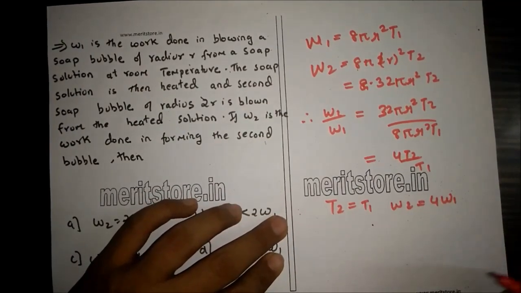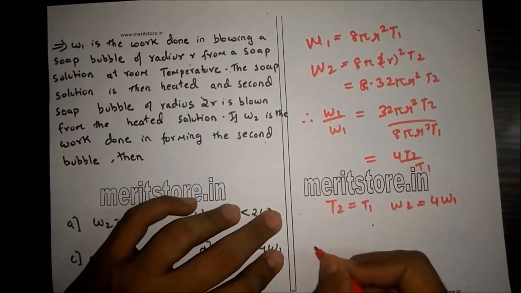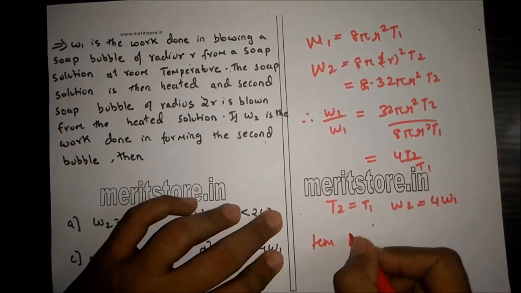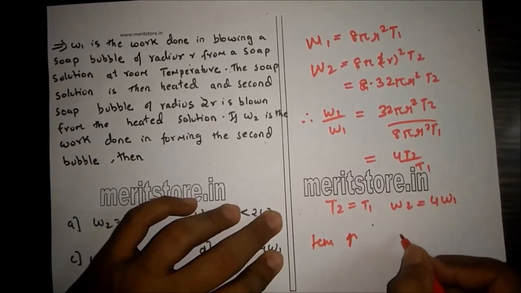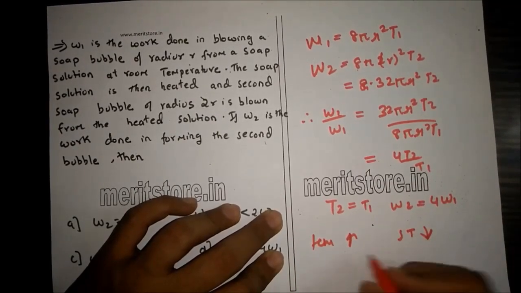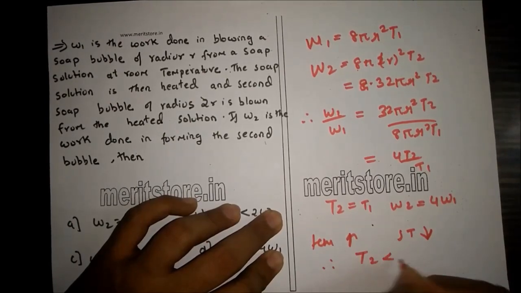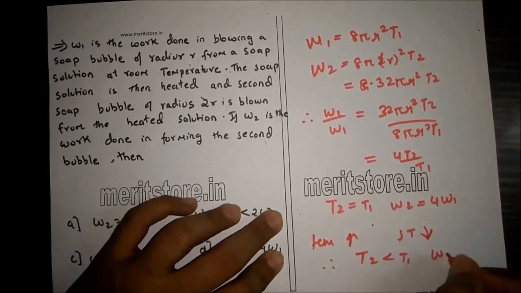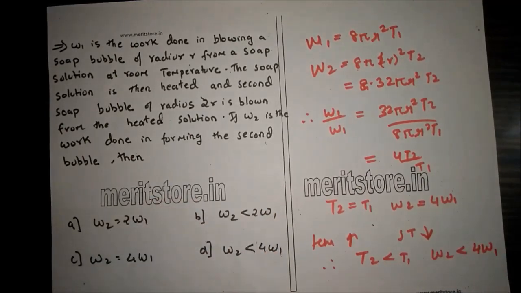But it is given that the solution is heated. As the temperature is increased, the surface tension of the soap solution decreases. Therefore, T2 is less than T1. Therefore, W2 will be less than 4W1. Therefore, here the correct answer is option D.